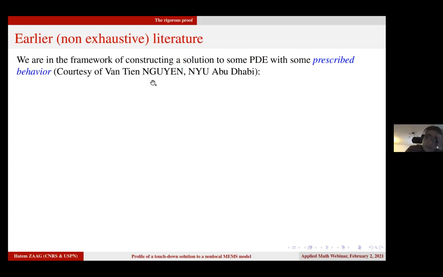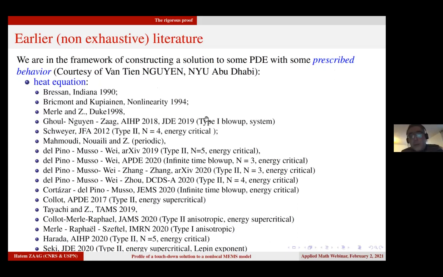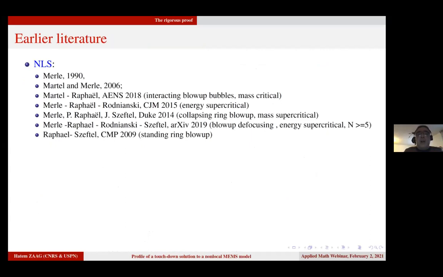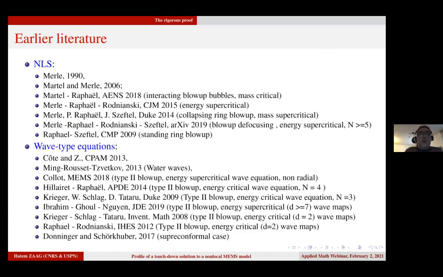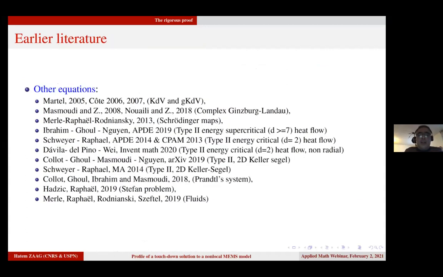The idea is how to construct a solution for PDEs with some prescribed behavior. And Vantine did a great job because he gave me this huge bibliography, with many people. I will mention nobody because I cannot mention everybody. So just see by yourself some names. We can have critical, subcritical, supercritical, type 1, type 2. I don't want to go into details. You have people who do similar things for NLS, wave type equations, and also other equations, including fluids, including Keller-Segel for chemotaxis, etc.